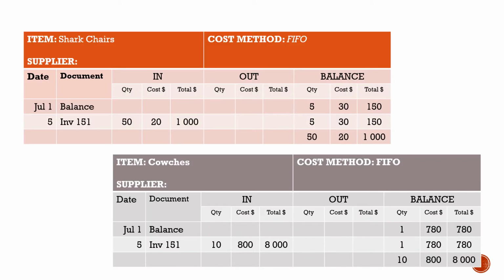Now let us have a look at how we record the purchase of shark chairs and couches in the inventory cards. Firstly, in the inventory card of shark chairs, we can see that on the 5th of July, we have recorded the purchase of the 50 units of chairs at a cost price of $20 per unit. Whereas on the other hand, in the inventory card for couches, we recognize the purchase of 10 units of couch with a cost price of $800 per unit.